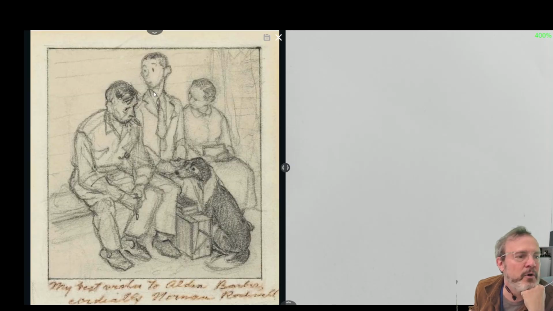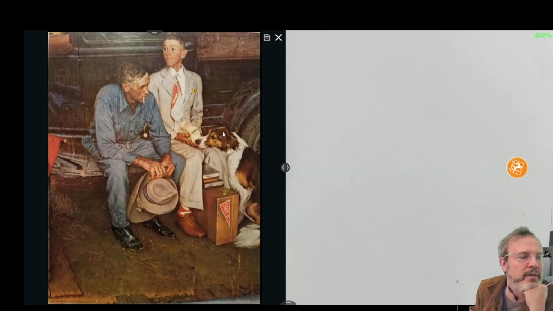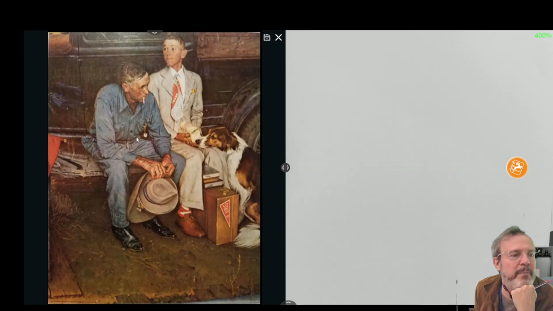This is a study done by the great American illustrator Norman Rockwell, and it's a study for a painting called Home Ties. This is what the painting looks like. It's a kid, obviously, going off to college. His dad looks maybe a little sad or unhappy. The kid is excitedly looking toward the future.